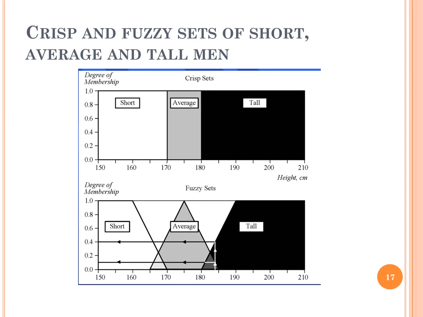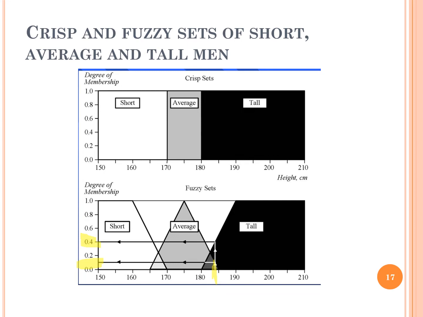Okay, if you look at 184, this is 184. So if the man is 184 centimeter height, if you look at the line of average here, it is 0.1. Okay, this is a 0.1 here of the average. While it is a 0.4 in the fuzzy set of tall.